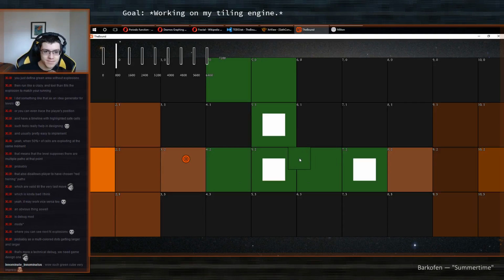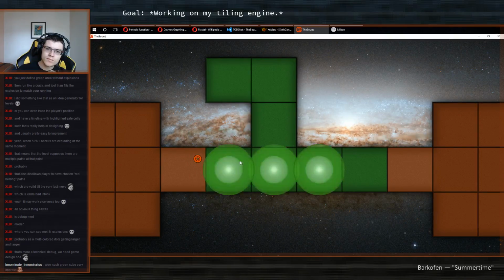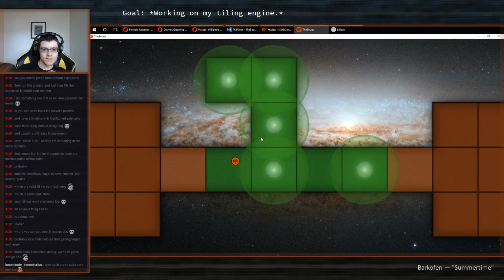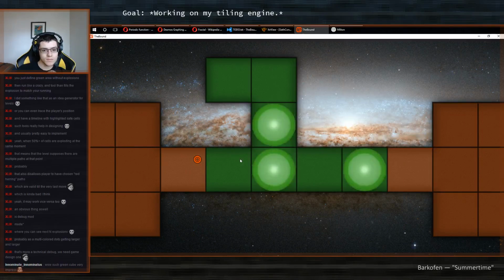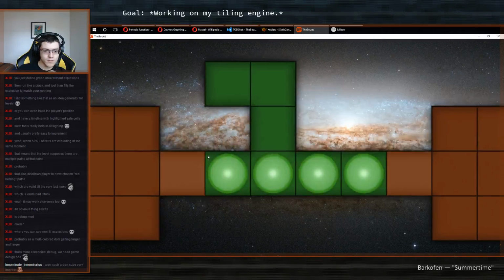Nice green cubes, right? Oops. Okay, perfect. Oh shit. Okay, good. Oh shit.